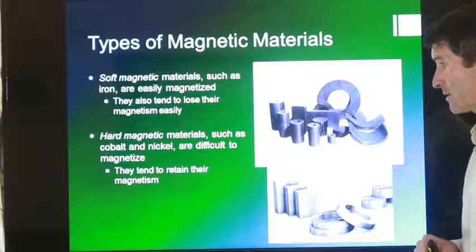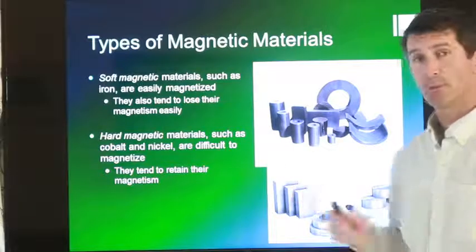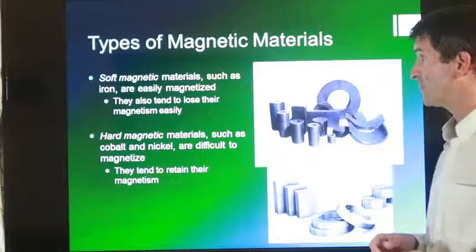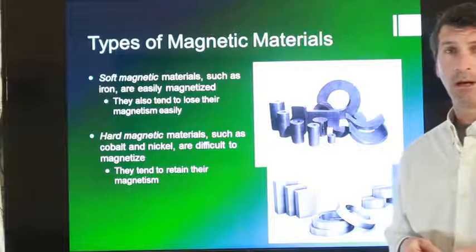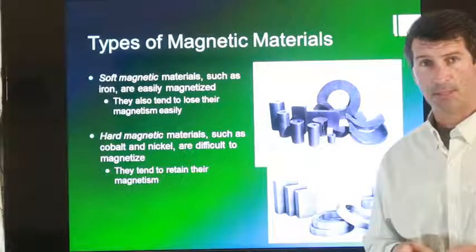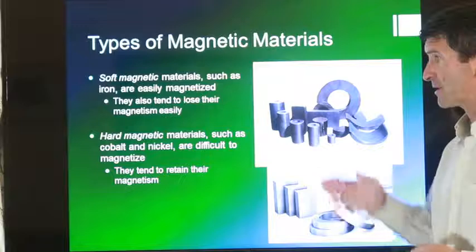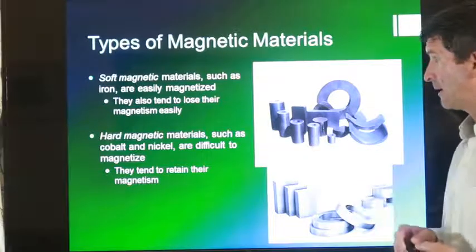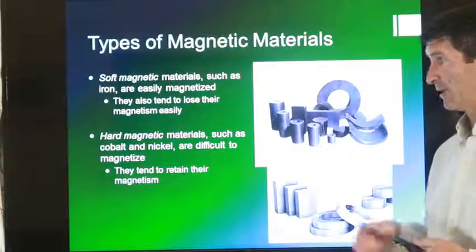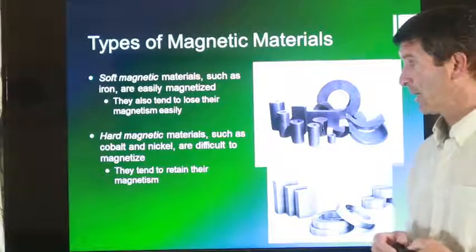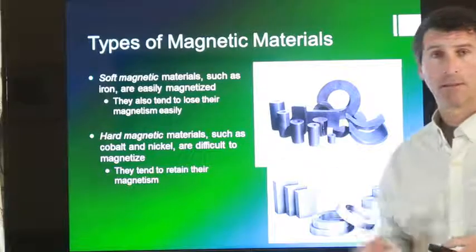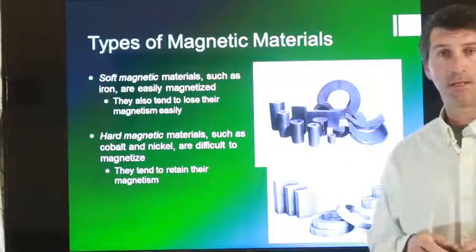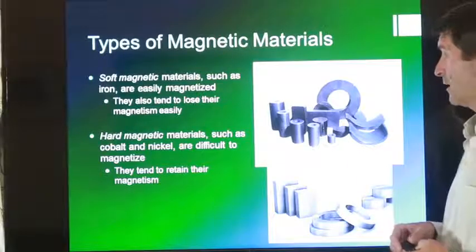Hard magnetic materials, such as cobalt and nickel, are more difficult to magnetize. They tend to retain their magnetism as a result, and therefore, we'll use them a lot of times in a permanent magnet. Sometimes we actually alloy soft and hard magnetic materials to get an intermediate type of magnetic material, but cobalt magnets and rare earth magnets tend to be a hard magnetic material as opposed to the easily magnetized and demagnetized soft magnetic materials.